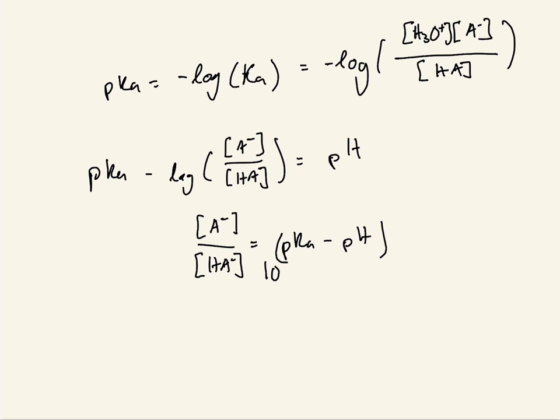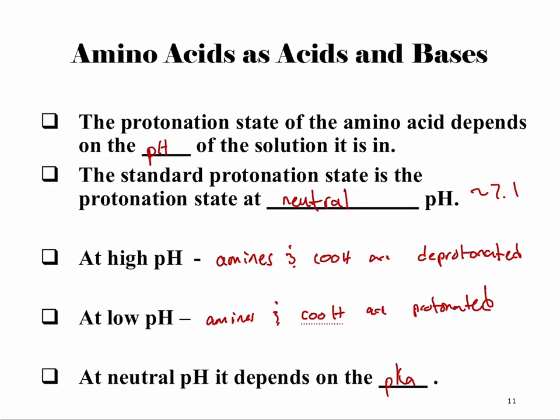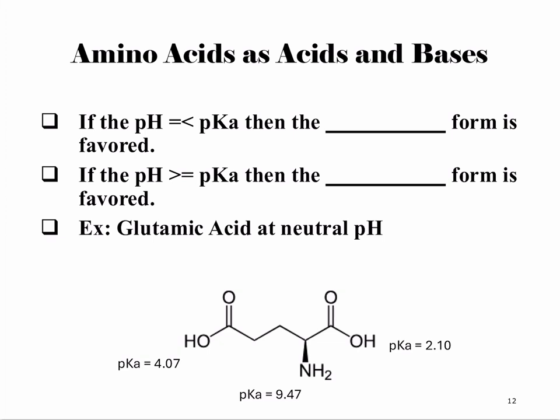So this ratio is affected by the pH of the solution because the pKa's are fixed values for the different amino acids. And so what that means is even though we have these general trends at high and low pH, we can actually look at what the protonation state would most likely be depending on the ratio, just by looking at the pKa values for the different groups.